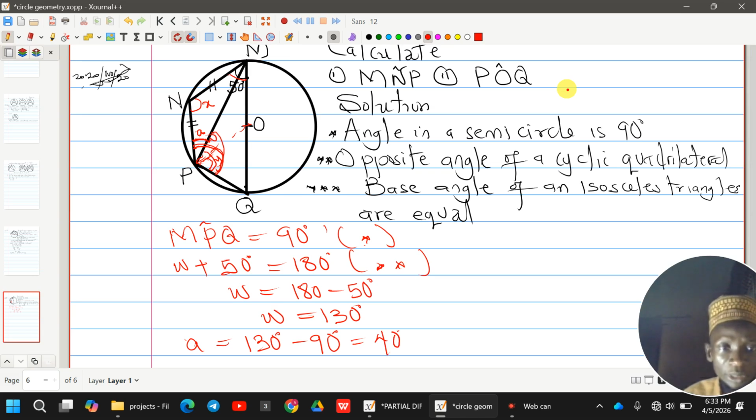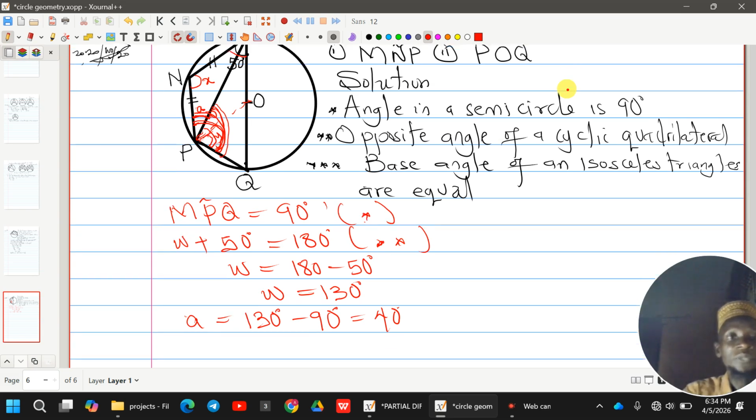Let me re-explain. We said MPQ from here is 90 degrees, but from here up to this one is 130. Since this one here is 90 degrees, to get the small portion here, it will be 130 minus 90. That is my A is equal to 40 degrees.